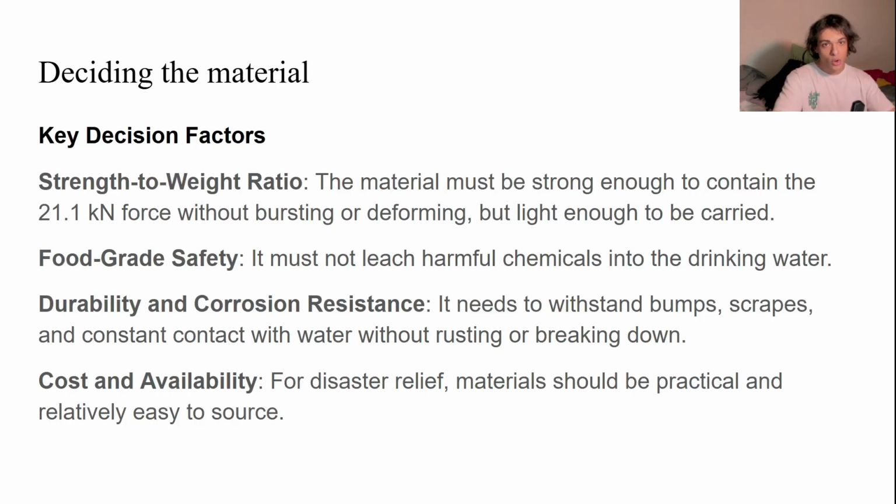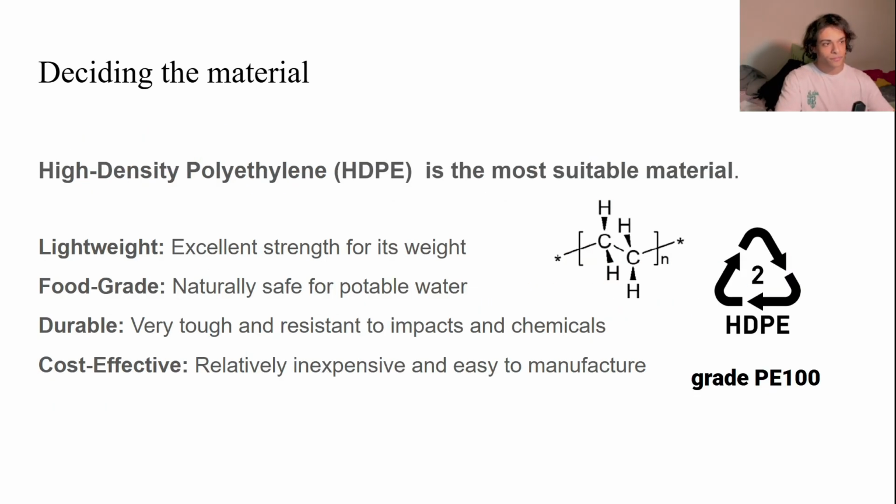So to account for that, we need to find a good material for the cylinder and for the tank. The things that we're going to be looking for are that the material must be strong, that it should not leach harmful chemicals into the water, so the water stays drinkable, and we need it to be durable and resistant. And we need it to be cost effective, so it should be practical and relatively easy to source.